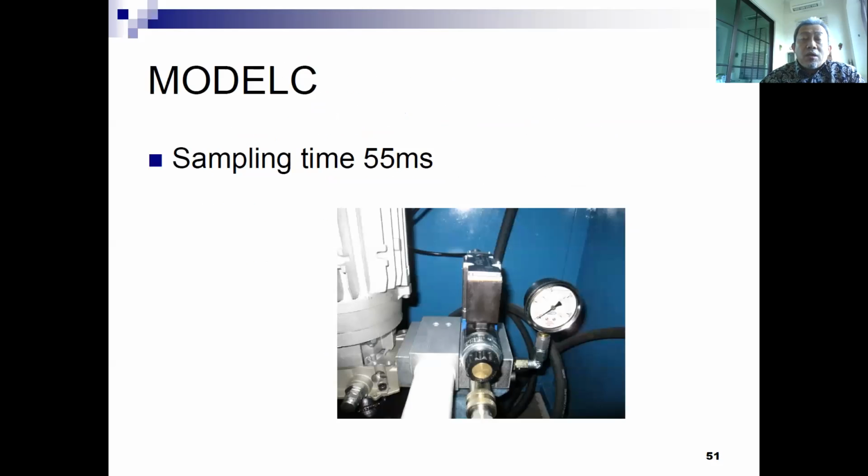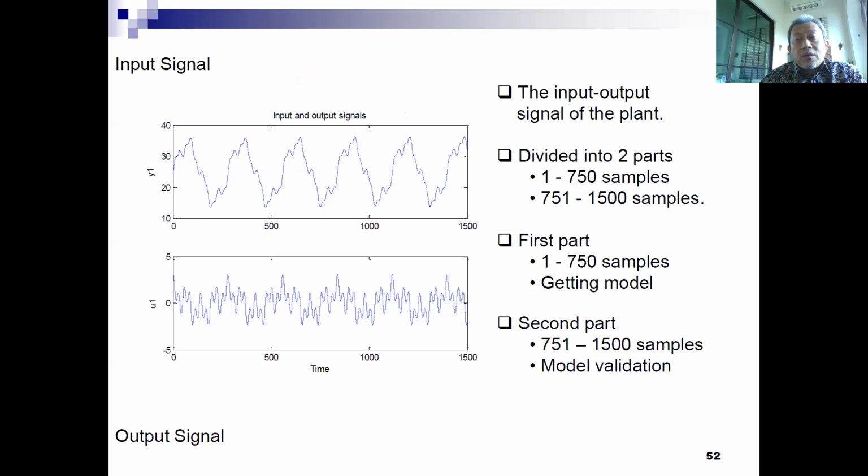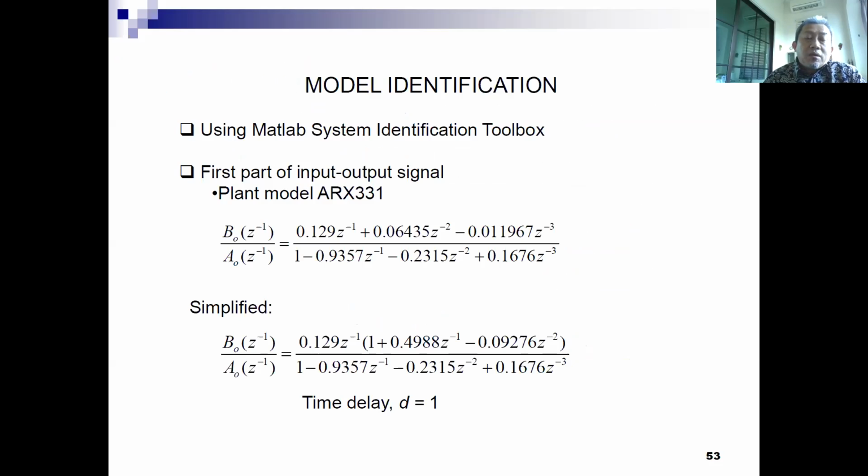Then we raise the sampling time to 55 milliseconds. Okay, so we captured the data, divide by 2, then we obtain the B polynomial and A polynomial for ARX 331. 331 meaning 3 poles, 2 zeros and 1 time delay.